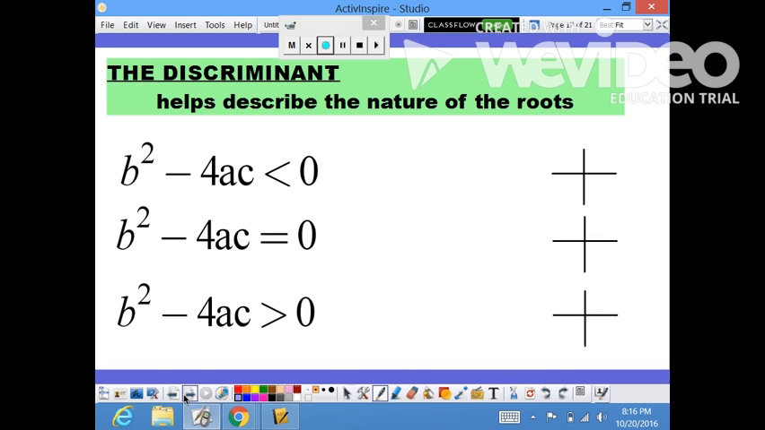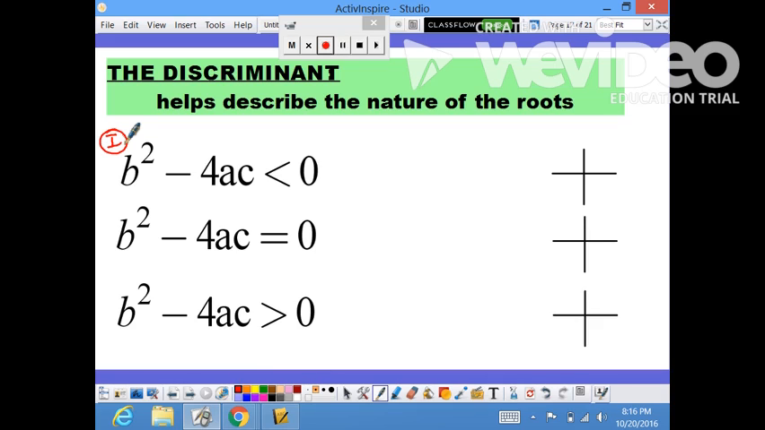So there are three cases of this. The first case is when your discriminant, b squared minus 4ac, is less than 0. First think about what type of numbers are less than 0. Those numbers that are less than 0 are negative numbers.